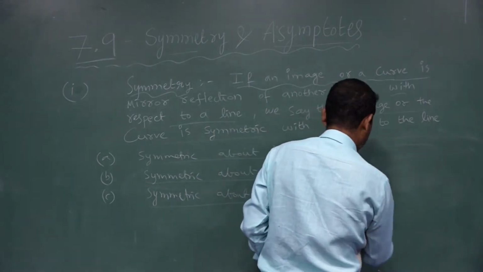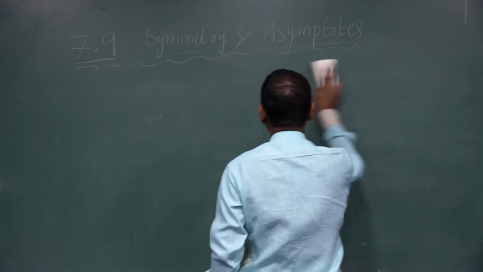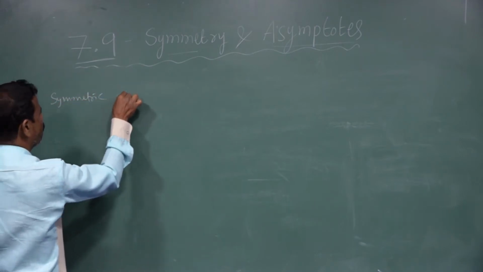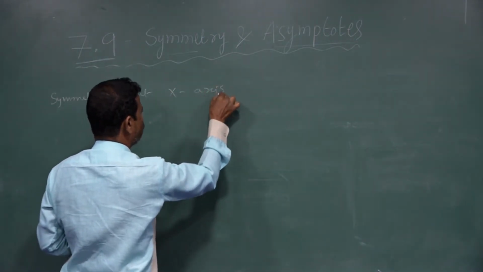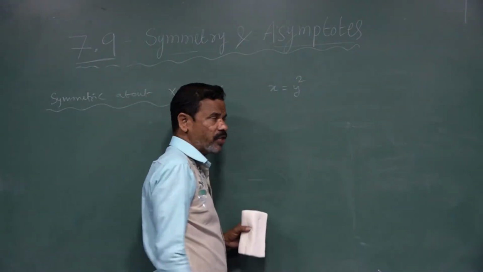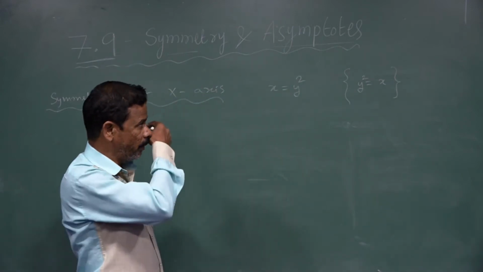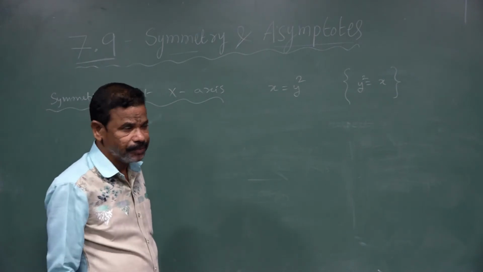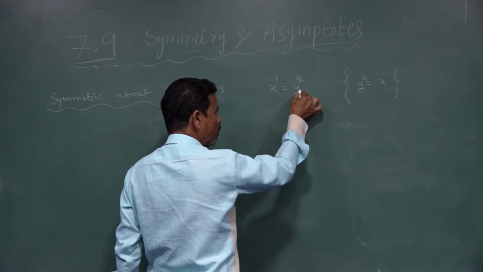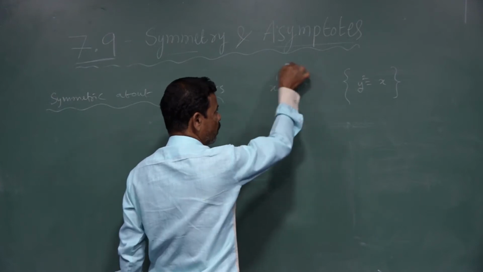For these three topics, we discuss the graphs of the curves. First, symmetric about x-axis. The best example for this is x is equal to y square, in another way y square is equal to x. Same function. Here x has power 1 and y has power 2. If we substitute y as minus y, we get the same function, x is equal to y square. So y does not change here.